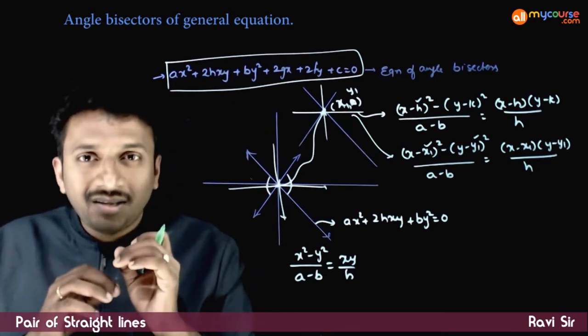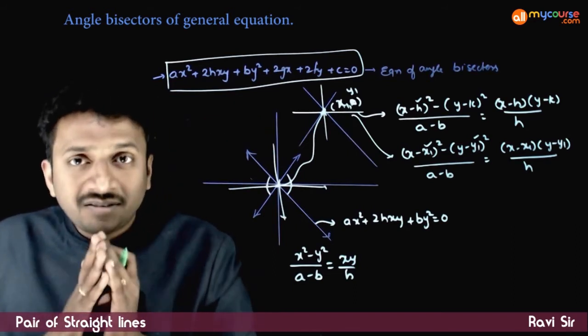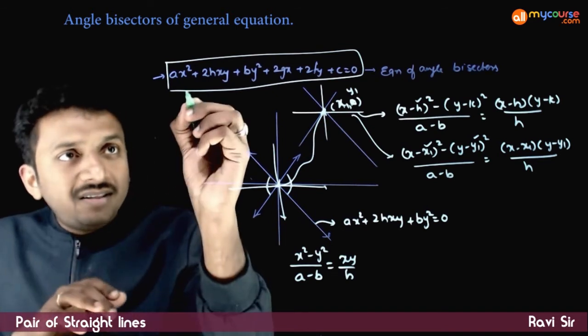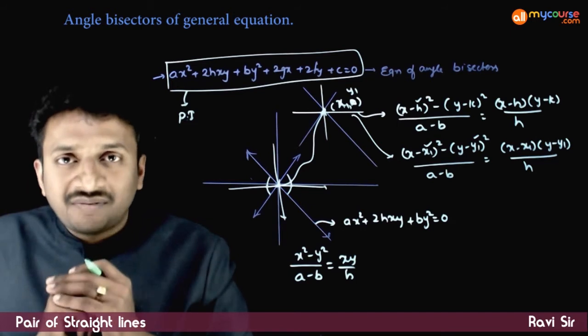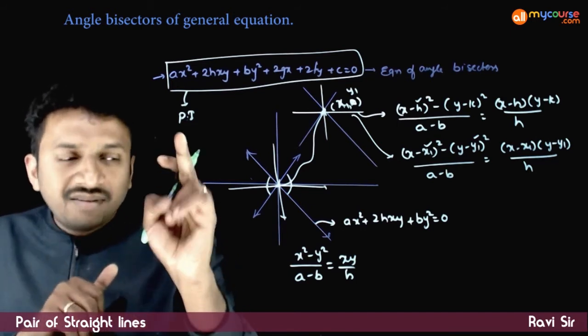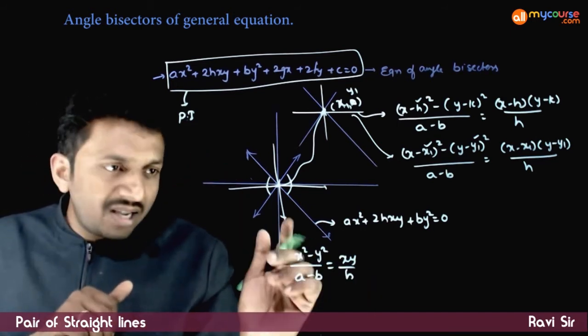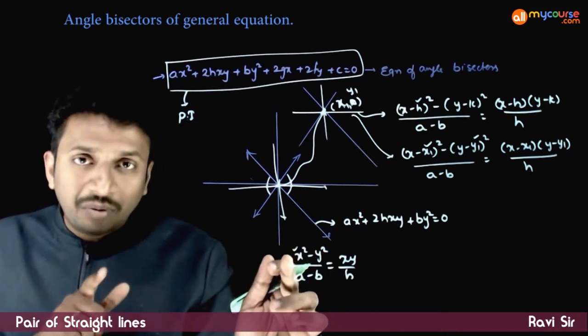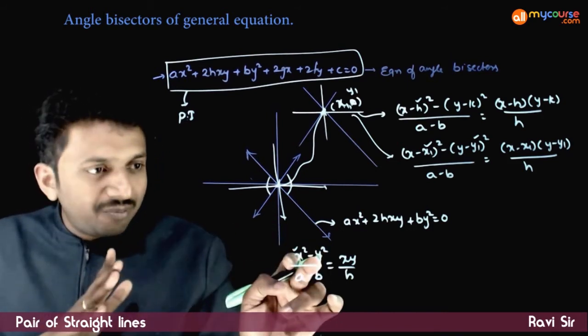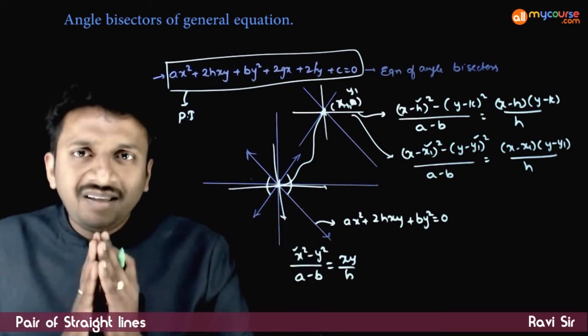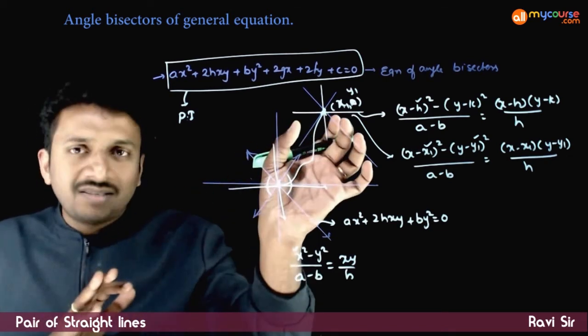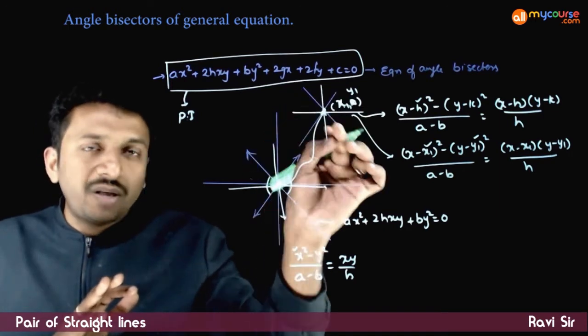So if you want the pair of angle bisectors, first you need to find the point of intersection of these lines by the partial differentiation method. Once you have this, you write this equation, and in the place of x you write x minus x1, in the place of y you write y minus y1. You get the equation for the angle bisectors of this pair of lines.